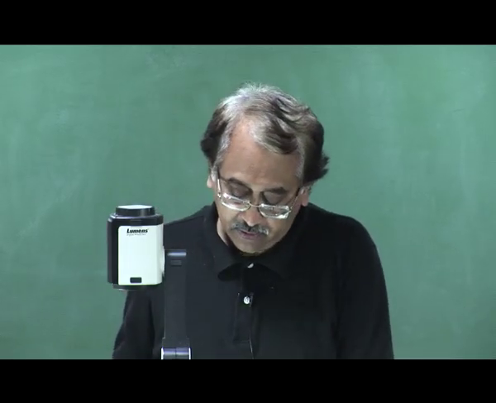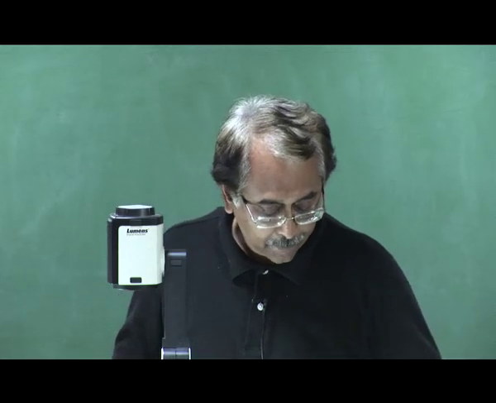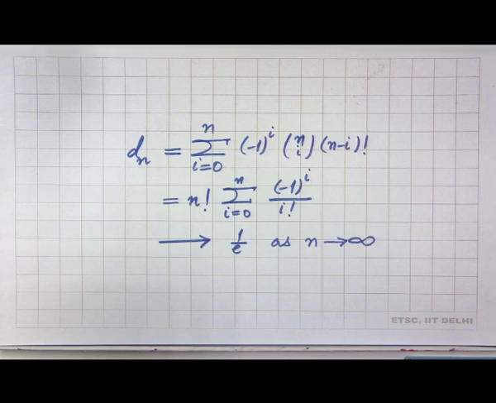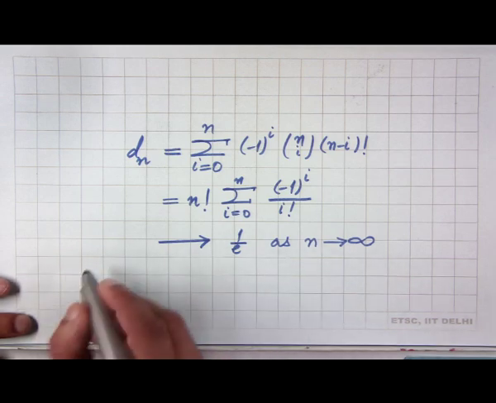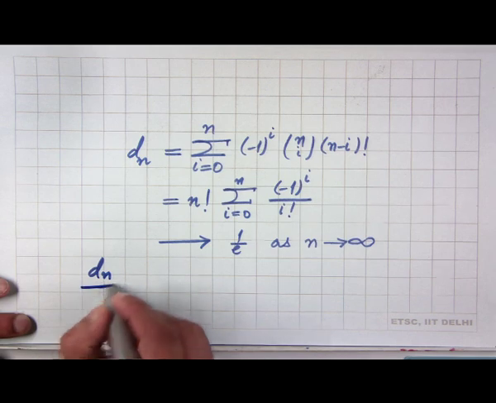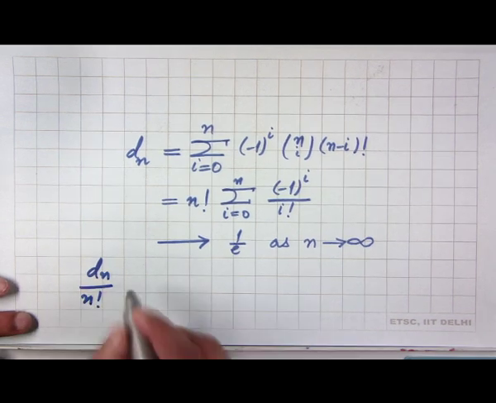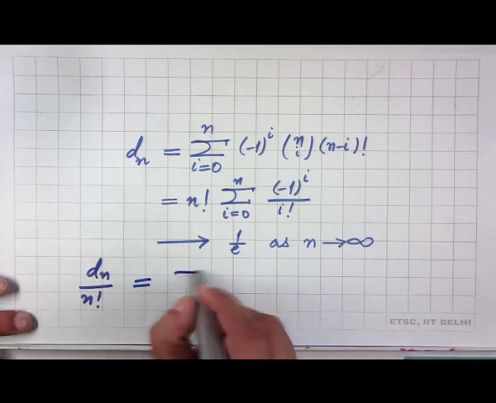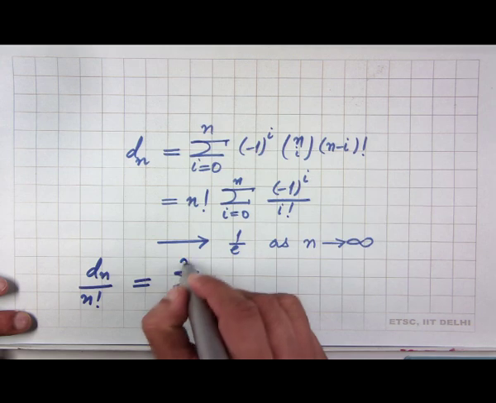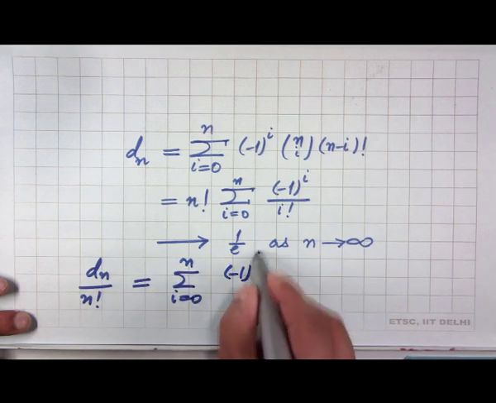Let me put this in a different slide. To summarize, dn is the sum i from 0 to n of minus 1 to the i, n choose i, n minus i factorial. After a very simple simplification, you get n factorial times sum i from 0 to n of minus 1 to the power of i by i factorial. The thing that I wrote in the end comes from the following fact, and it kind of answers the question that I asked. dn over n factorial is simply sigma i from 0 to n of minus 1 to the power of i over i factorial.